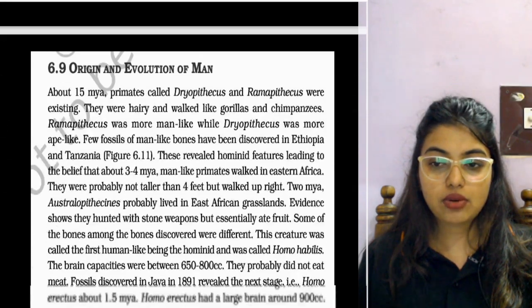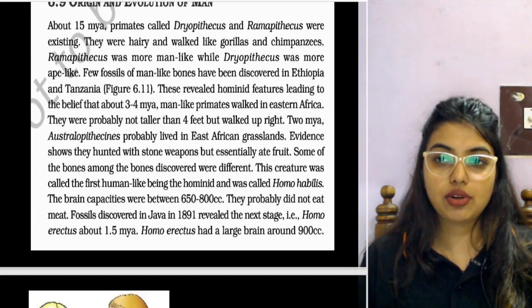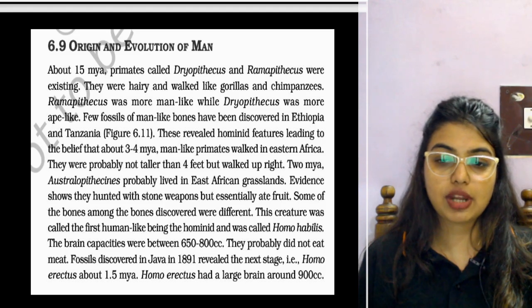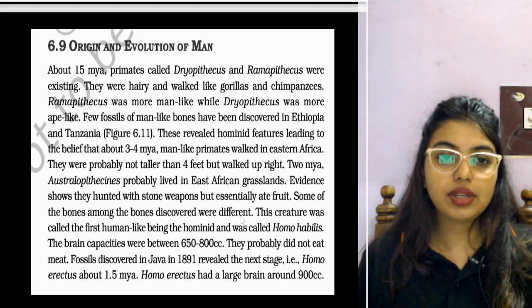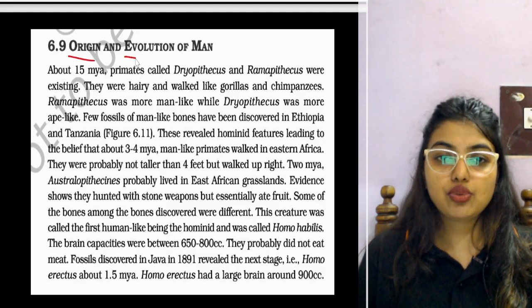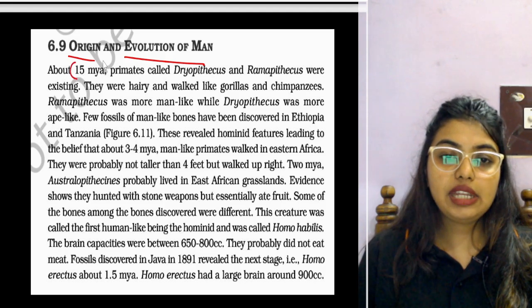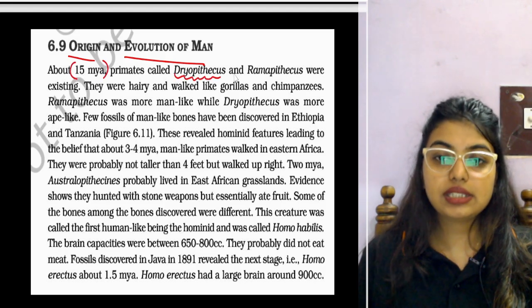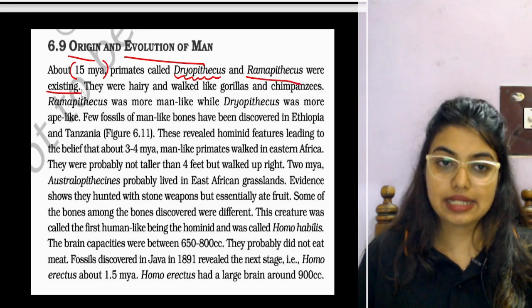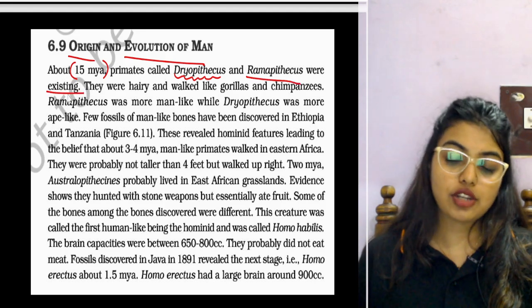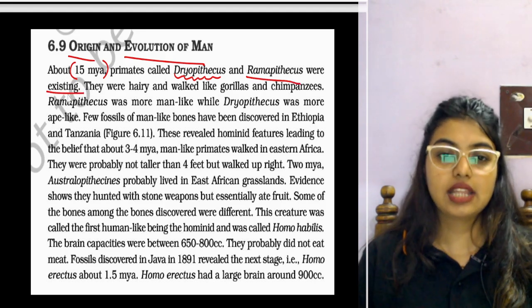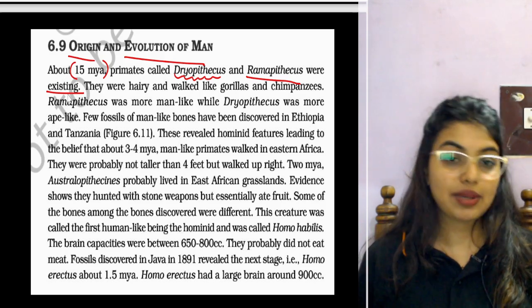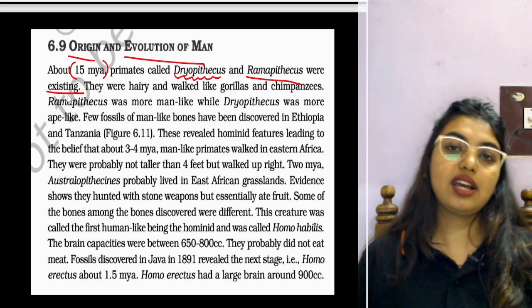Now origin of man, very important, and we are almost coming to the end of this chapter as well. Now origin and evolution of man. About 15 million years ago, primates called Dryopithecus and Ramapithecus were existing. They were hairy and walked like gorillas and chimpanzees.